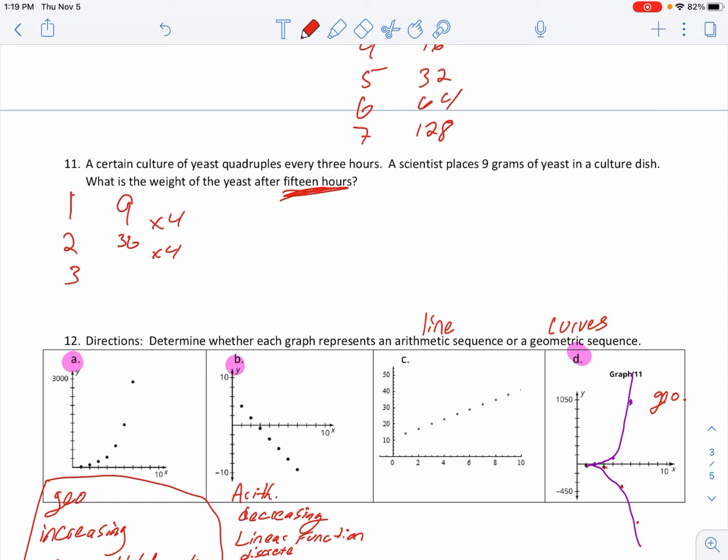36 times 4 is 144. It quadruples again for the 3rd time. We're at 576, and it quadruples again to get me times 4, 2,304, and then it quadruples one more time. It's going to have 5 quadruples. We start off with 9, and then we do 5 quadruples, because it quadruples every 3, and in 15 hours we have 5 of those. So 2,304 I wrote times 4. So it's on the 6th term, we're at 9,216.